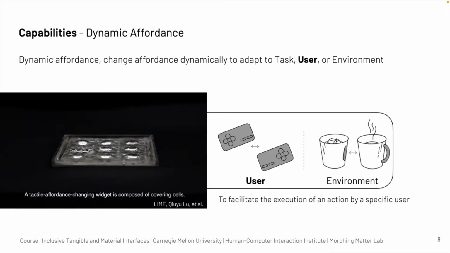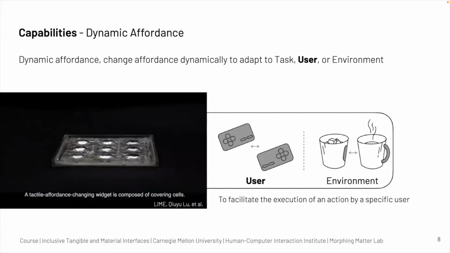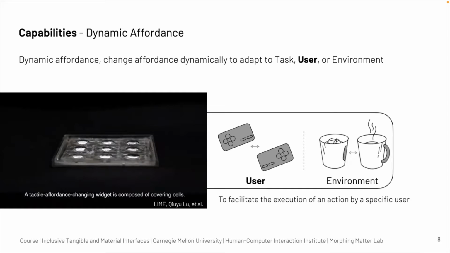For example, you can have a pair of scissors that can change the shape of its handle, depending on whether you are left-handed or right-handed. Or we can have a game controller that can change the layout of its buttons dynamically, also depending on whether you are left-handed or right-handed. So this is about how an object can change its affordance to adapt to different kinds of users.